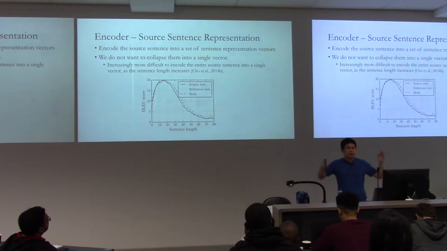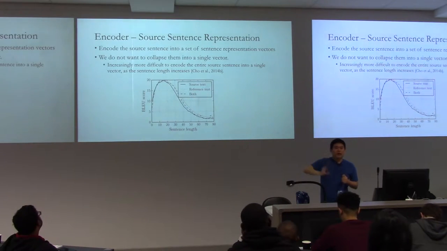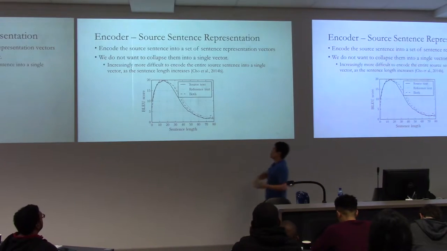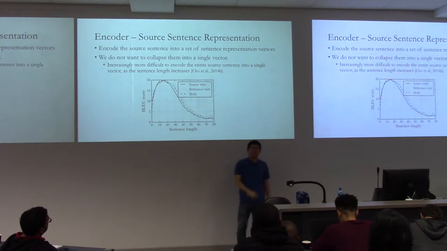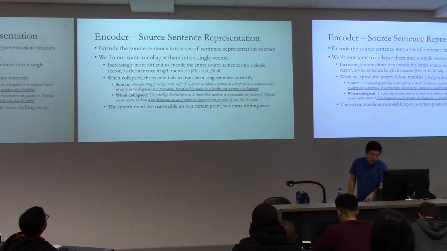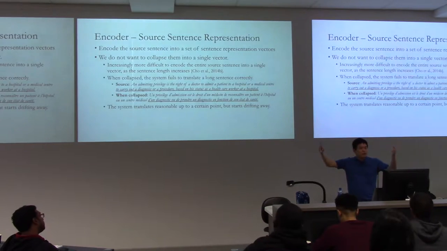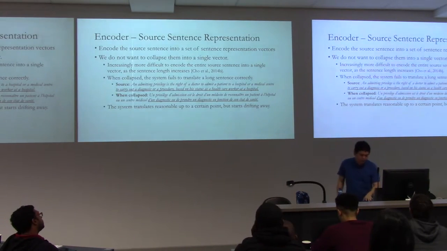So it was able to compress something reasonably short into a single point in the space, in this case about a 2,000 dimensional space, but it was not able to find a mapping that compresses, let's say, a sentence with 70 tokens into a single point in the space. So instead, what we want to do is keep the entire set of hidden vectors you get from the encoder and then carry them over.